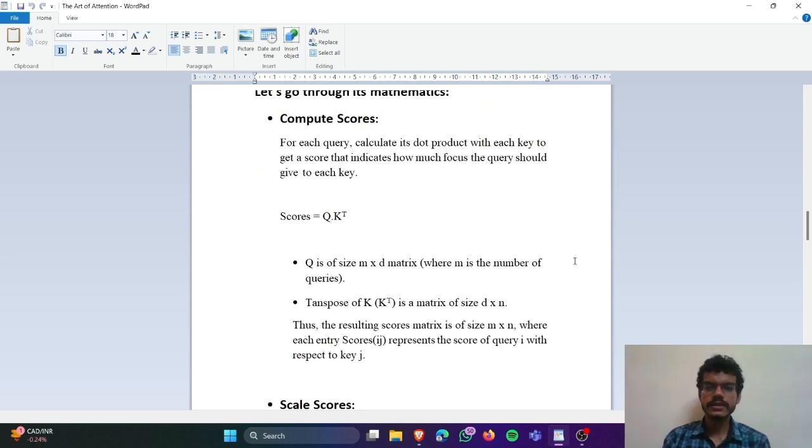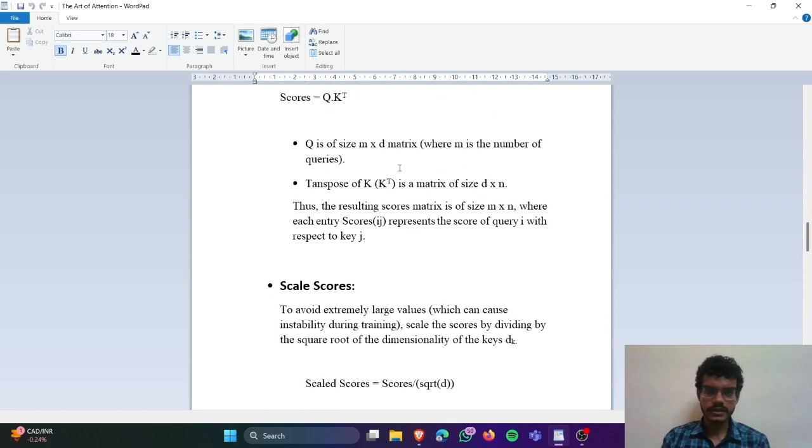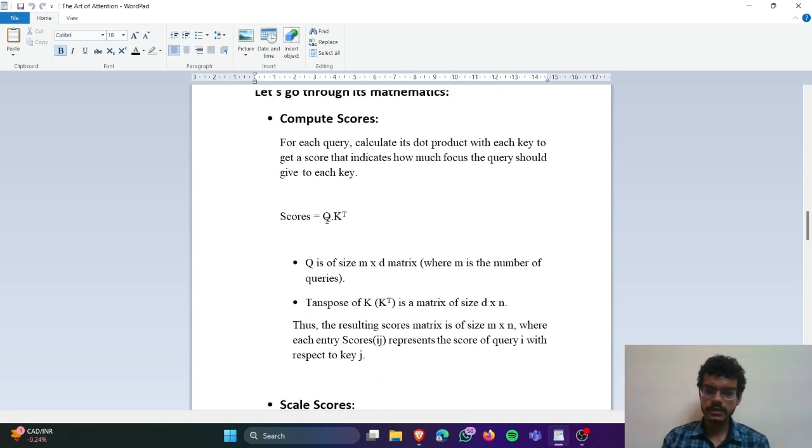So for each query, you have to calculate its dot product with each key to get a score. And this score indicates how much focus the query should give to each key. This assigns importance. In the matrix form, you multiply Q with K transpose to get the dot product.